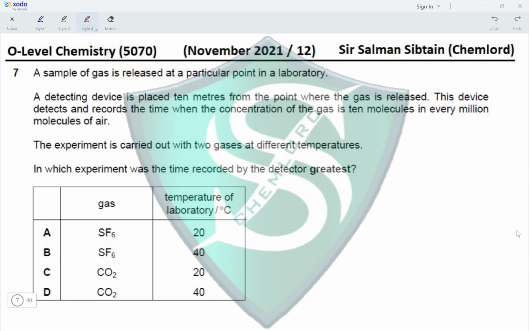So we need to find out under what conditions which gas would diffuse slower than the other. The rate of diffusion depends on temperature. The greater the temperature, the higher the rate of diffusion.